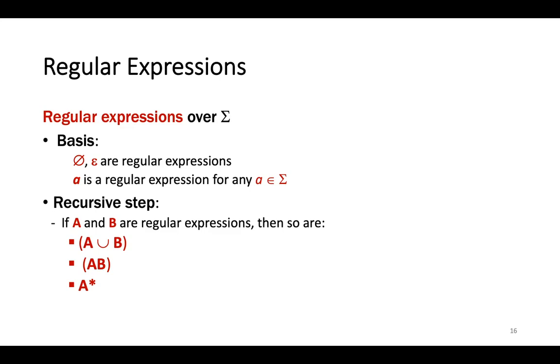So, what is a regular expression? Regular expressions are also over a set of alphabet, a set of characters, and they are recursively defined. We need a basis and a recursive step. The basis is like this: the empty set and epsilon are regular expressions, and A is a regular expression for any A in sigma, the set of characters. Recursive step: if A and B are regular expressions, then so are the union of A and B, the concatenation AB, and A star.